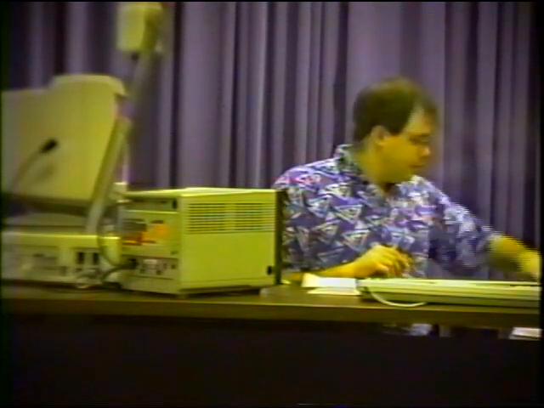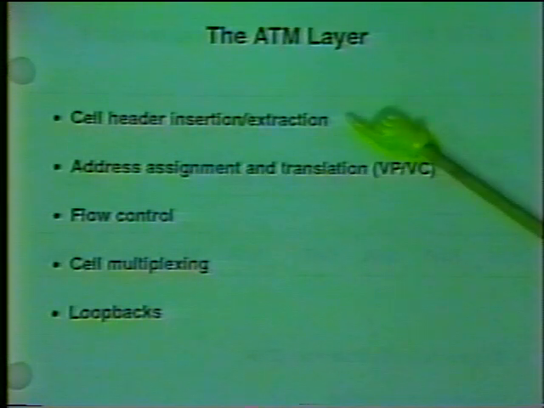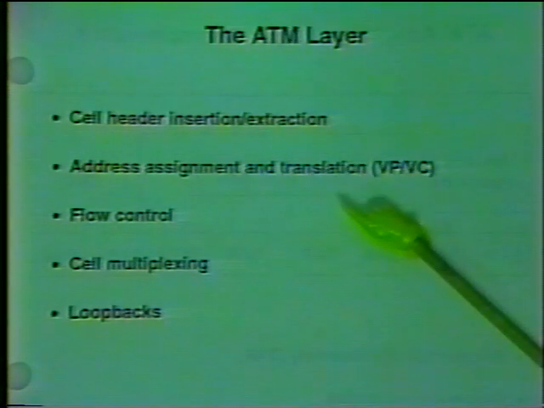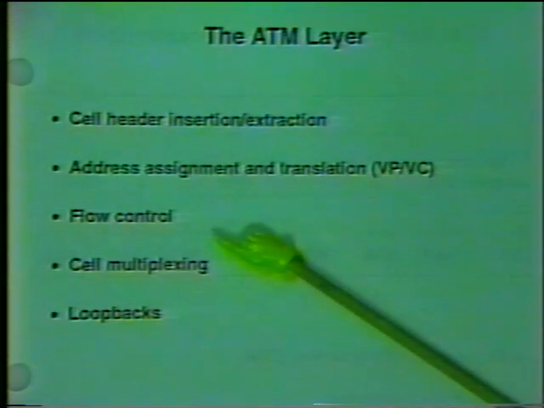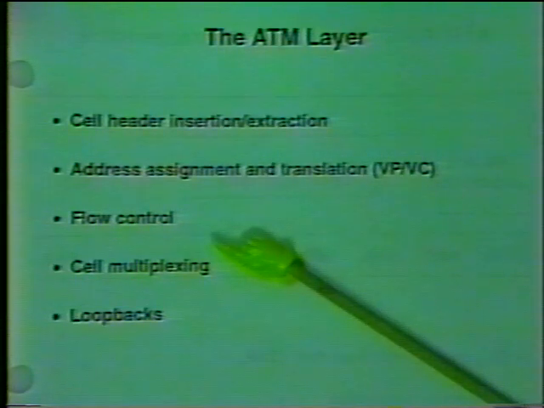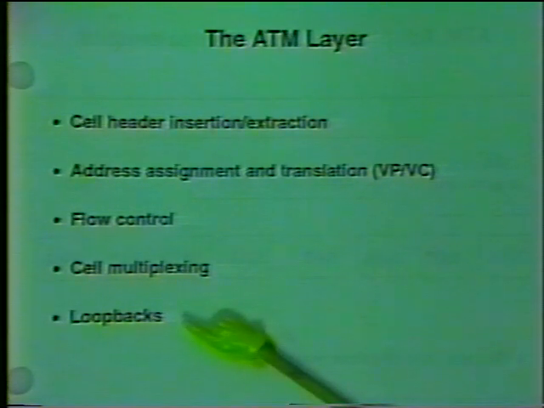Okay, so next we'll take a look at the ATM layer, and this is off of page 5. This is what the ATM layer is going to do for us. It's going to take care of cells, and I'll be talking about cells after the break. But it's going to insert and extract cell headers. It's going to handle our addressing. It's going to handle our cell flow control into and out of our node. It's going to handle cell multiplexing. And again, it's going to perform a higher level of loopback.